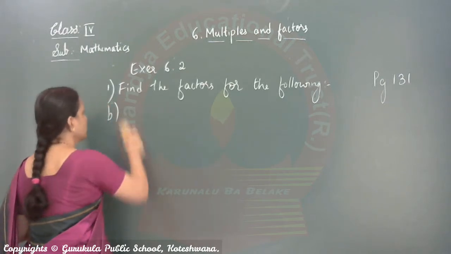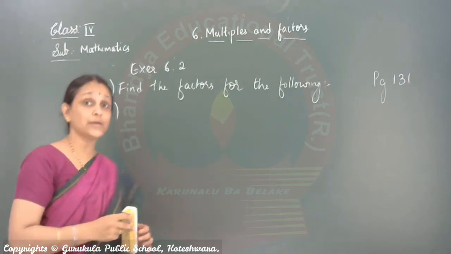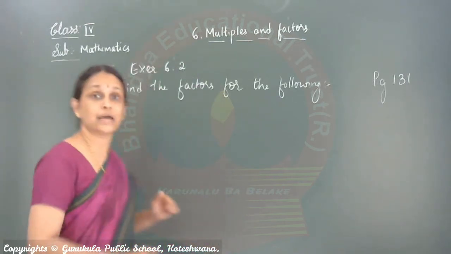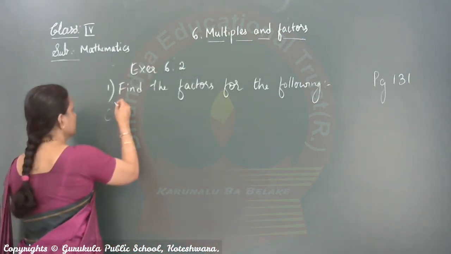Let me see, this one you do. Third one I will do for you. Okay, 32 one number you do. 100 I will do for you. Third one.